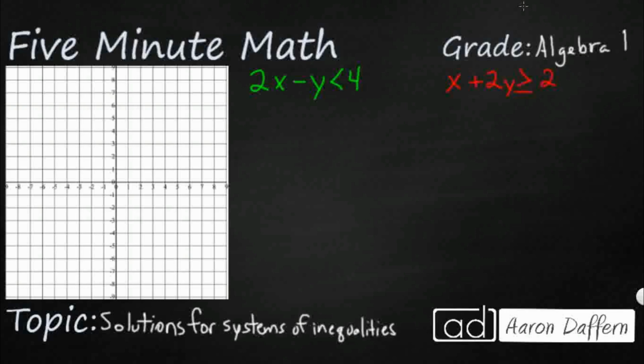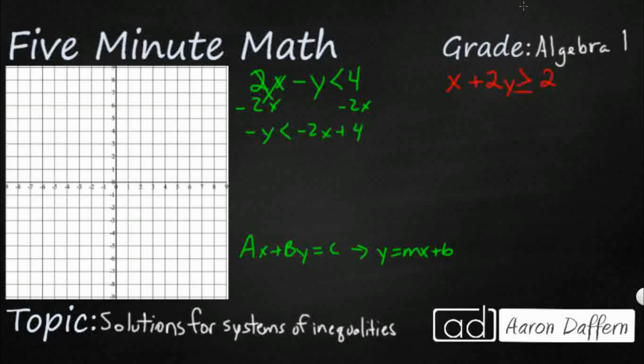So let's start with this green one right here, and it's given to us in standard form, ax plus by equals c. Not really going to help, so I want to solve for y. I need to get this into my slope-intercept form. I can graph it when it looks like that. So first we need to solve for y. Let's take away 2x from both sides. It's going to get me negative y is less than negative 2x plus 4.